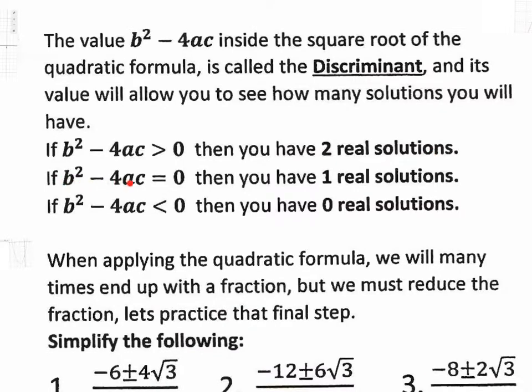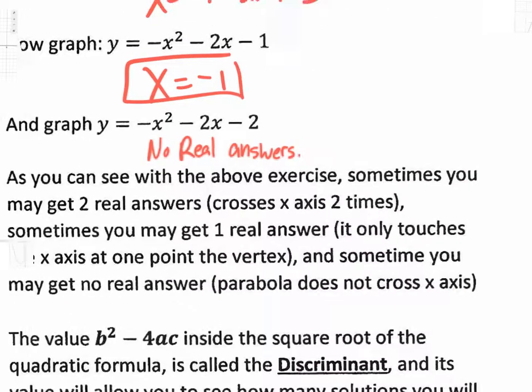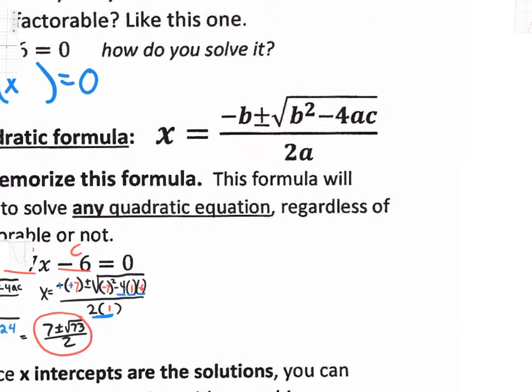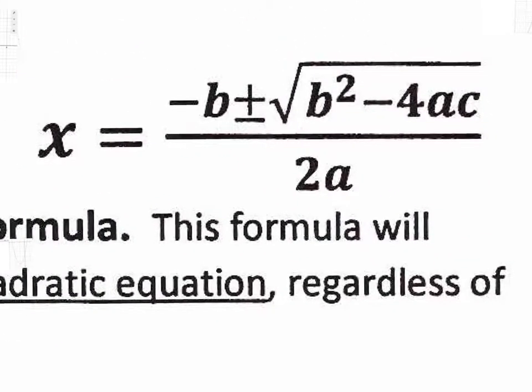If your b squared minus 4ac is equal to 0, you're only going to have one real answer. If your b squared minus 4ac is less than 0, then you have no real answers. If it's negative, you're not going to have any real answers because, ladies and gentlemen, please stay with me, if b squared minus 4ac is negative and you're trying to take the square root of a negative number, that's imaginary. It's not real. So if your discriminant value inside is negative, you're not going to have any real answers.